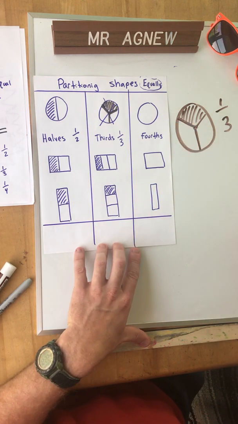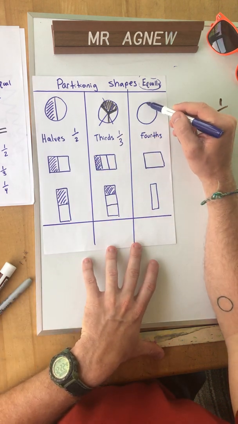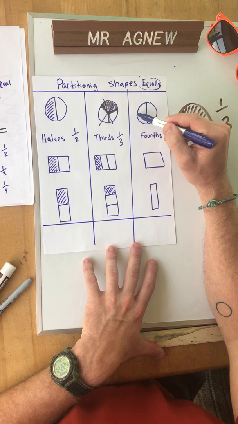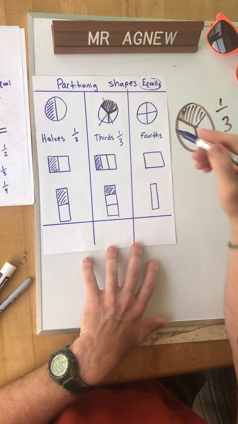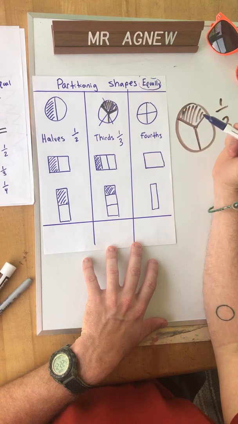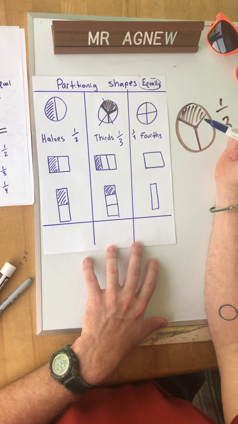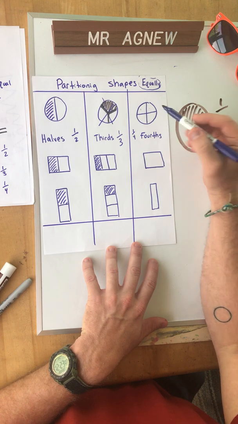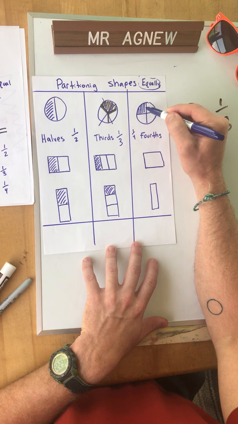Next one, fourths. 4 equal parts. This one's going to be a little bit easier. Right down the middle and across. 4 equal parts. This is 1/4. This side is 1/4. And this side is 1/4. So we have 1/4 shaded.